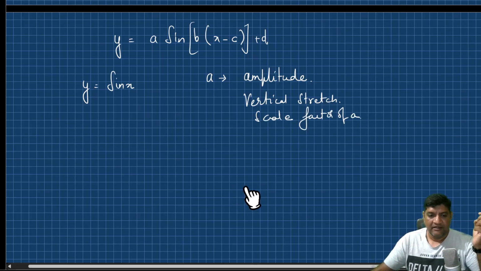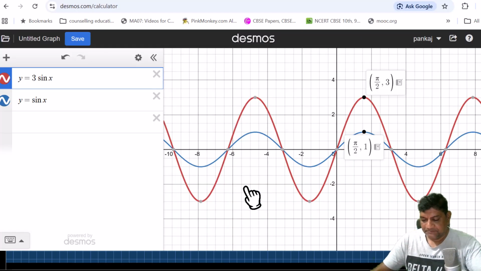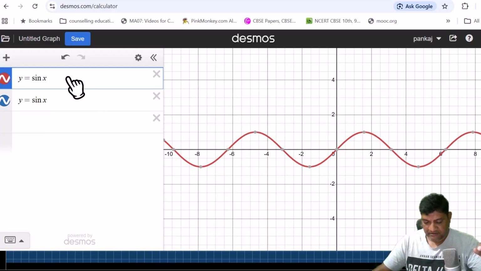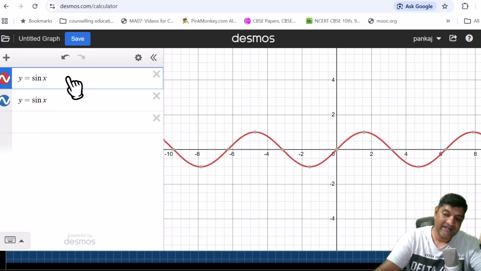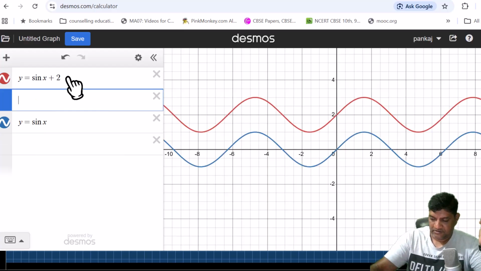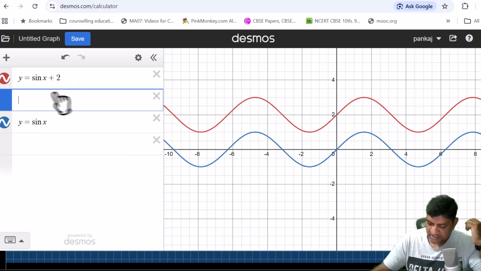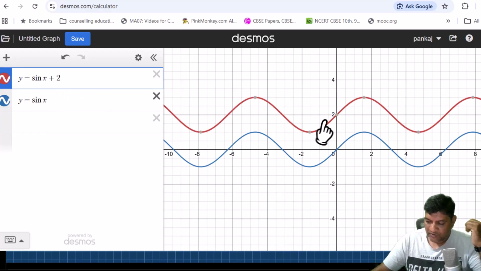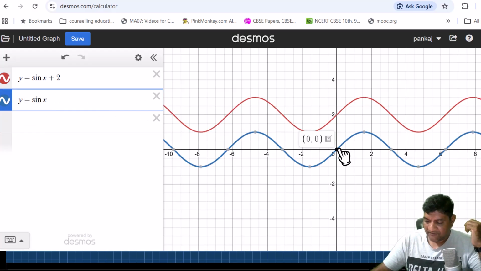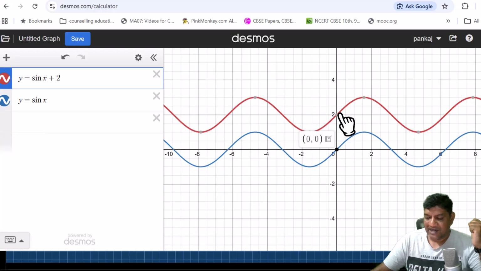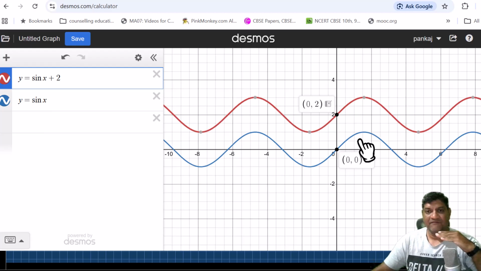That's something that I can say. Okay, so what happens when I take sine x and let's say I'm simply adding a 2 to it? I simply added a 2 to it. So when I do that, what you will notice is the graph which started at 0, 0 has shifted to start from 0, 2. All right, it's the same graph which has moved up, right?